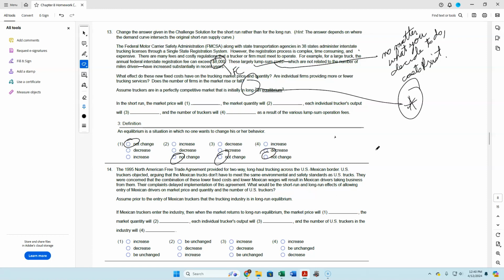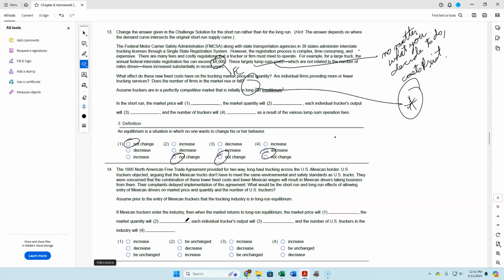Okay, now we've got NAFTA, and that would allow for trade across U.S.-Mexican borders. And I do remember when this became law, that everyone was worried about low-wage Mexican truck drivers lowering wages for American truckers. Now, what we're saying here is that let's presume that pre-NAFTA, the market was in a stable long-run equilibrium. So then these truckers entered the market.